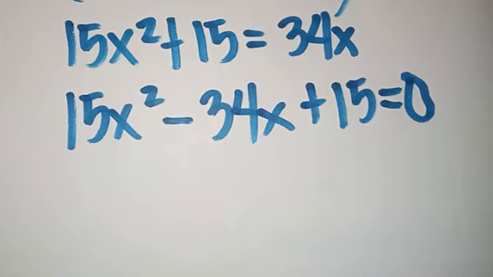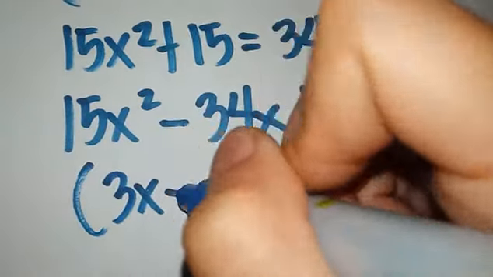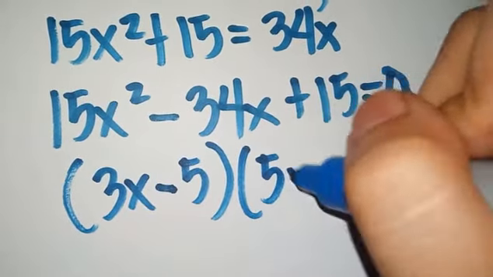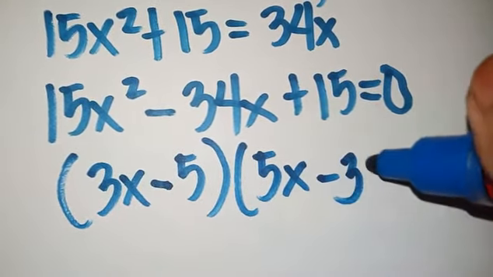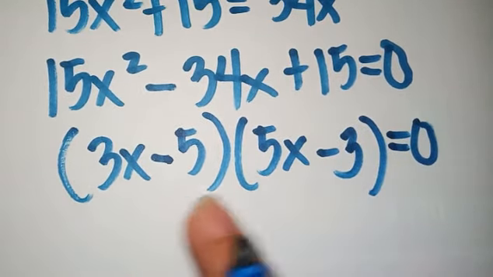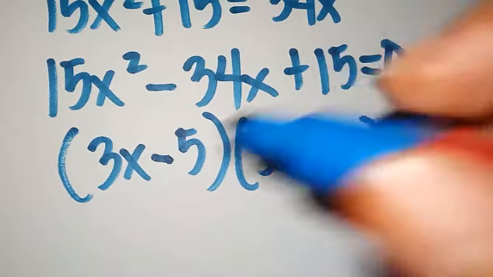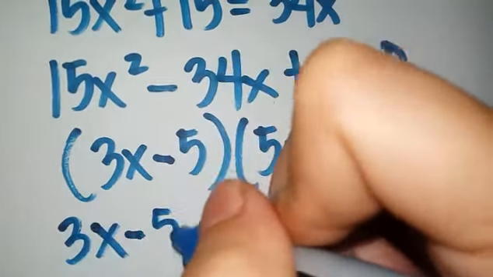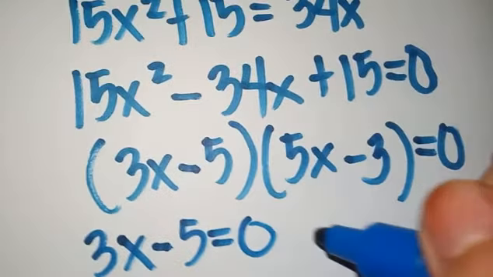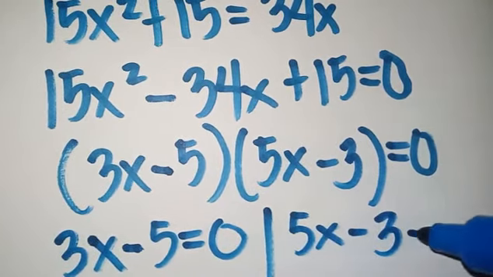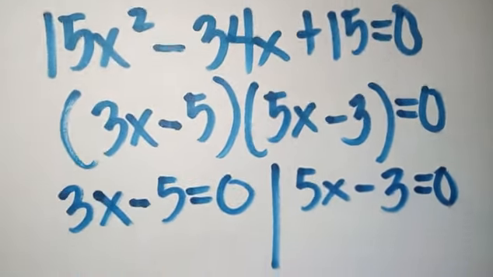Okay, so yung magiging factor natin dyan, we have 3x minus 5 and we have 5x minus 3 is equal to 0. So, ngayon, equate natin sa 0 itong dalawang factors natin. So, we have 3x minus 5 is equal to 0. Then, yung isa ay we have 5x minus 3 is equal to 0.